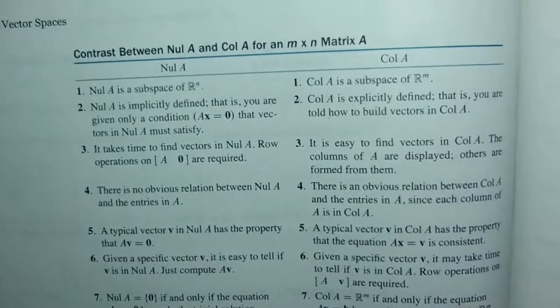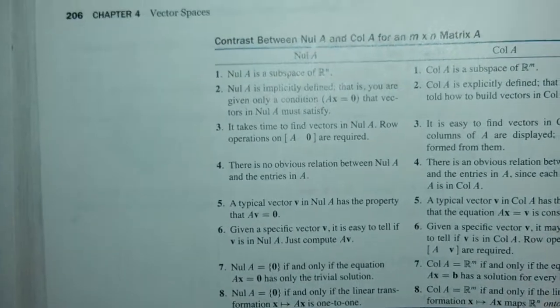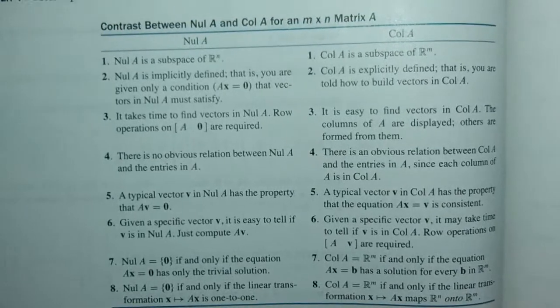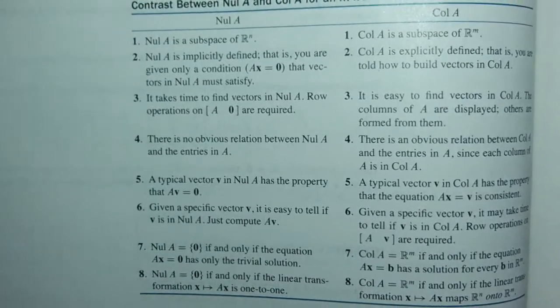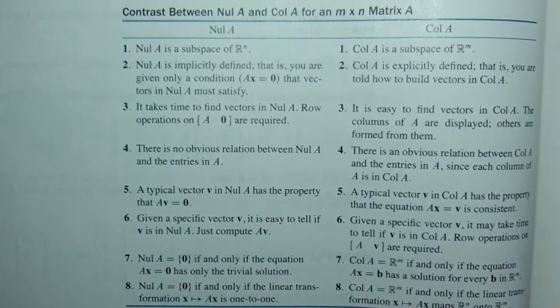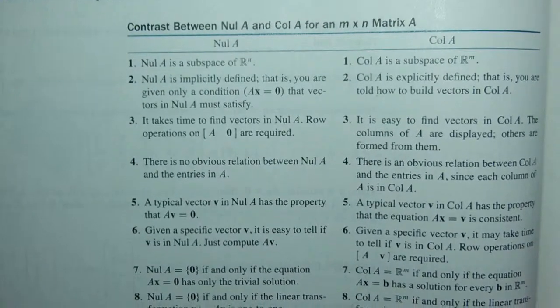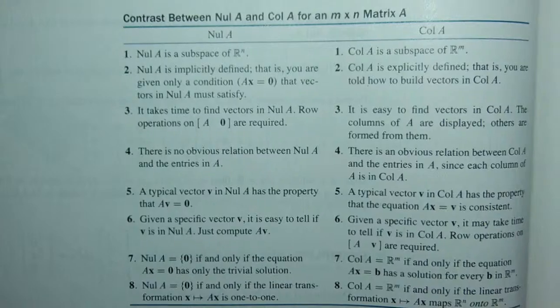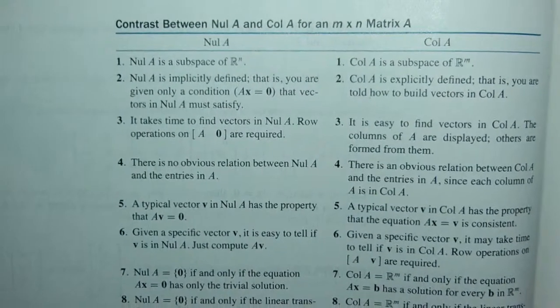So this page is in your textbook. In my version, it's on page 206. So in whatever edition you're using, this table will exist somewhere. So here's what the table says. This is the contrast between the null space of A and the column space of A for an m by n matrix A. Okay, so going down: Null A is a subspace of Rn, whereas Col A is a subspace of Rm.